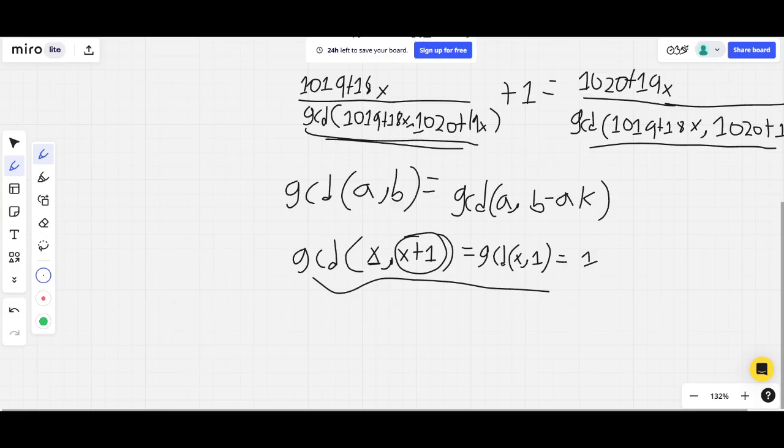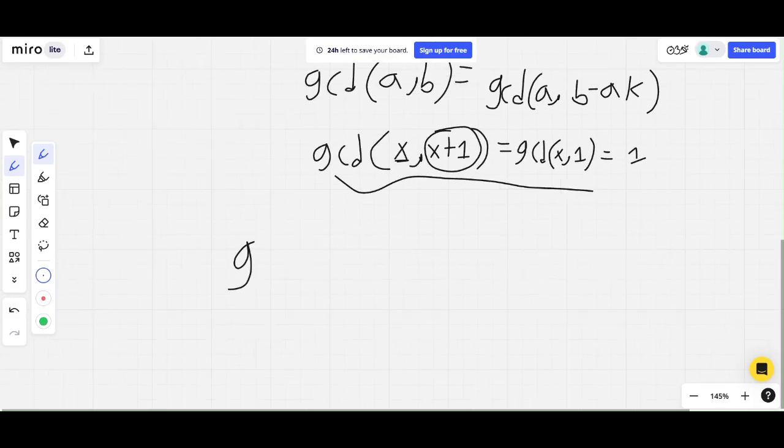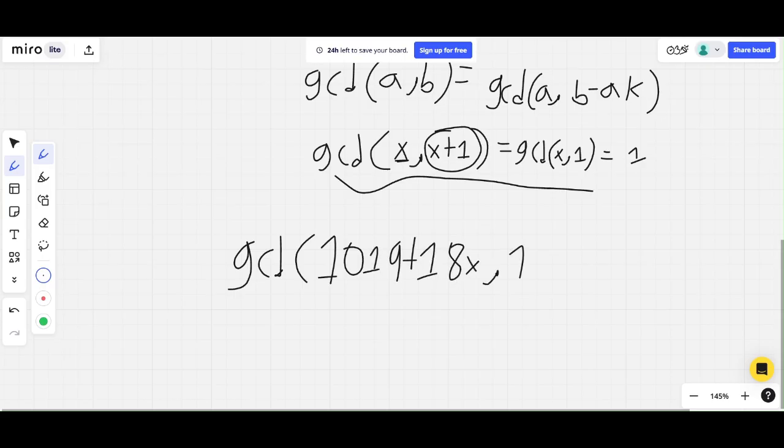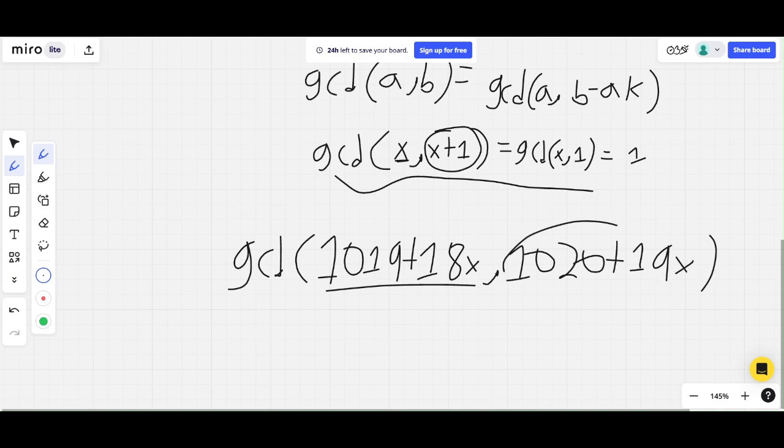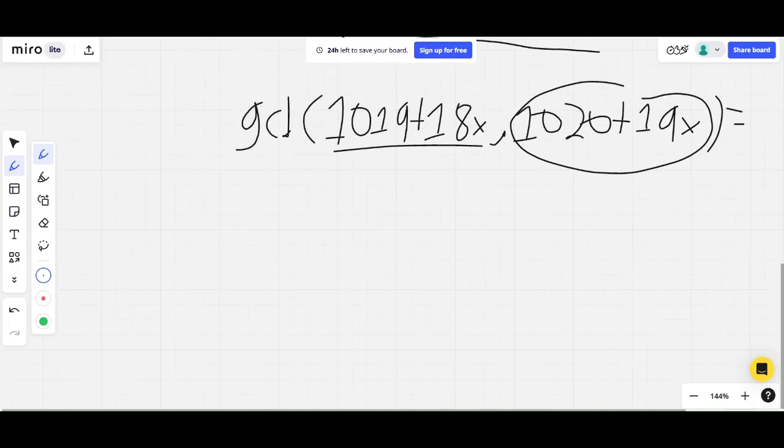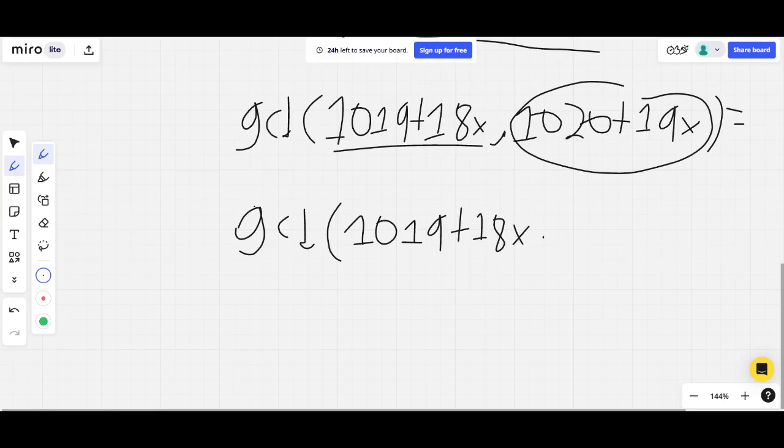So if we take our very complicated GCD expression here, the GCD of 1019 plus 18x and 1020 plus 19x, what we can start off with doing is subtracting one multiple of this side from this side, and so then we get the greatest common divisor of 1019 plus 18x and, since 1020 minus 1019 is 1, and 19x minus 18x is just x, x plus 1.